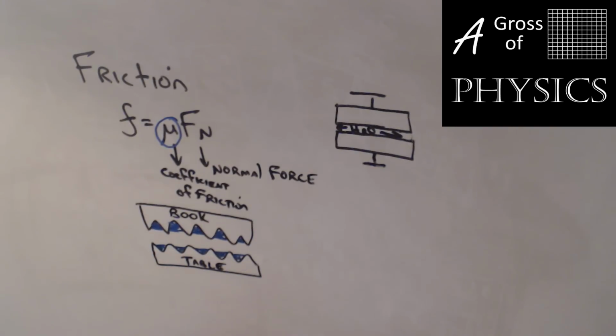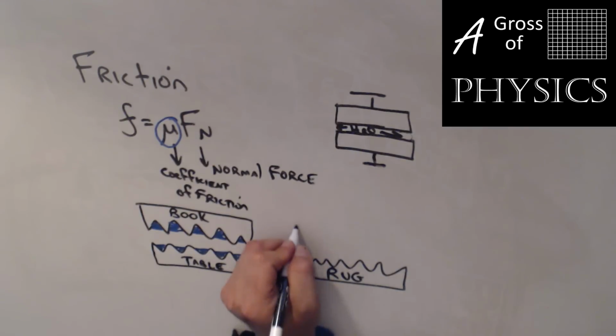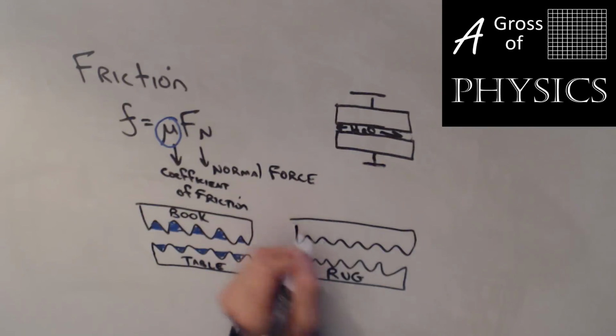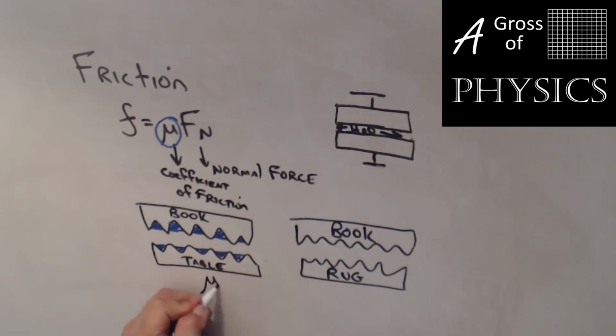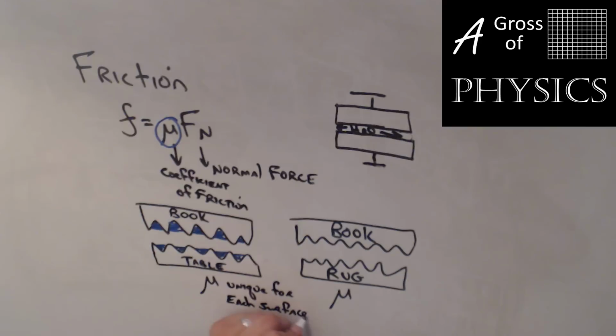If I were to take the table out of the equation, and now it is, we'll call it a rug, and we have the same book, and of course, I'm not going to draw the book the same, this scenario would have a different mu than the book versus table. So this mu is unique for each surface combo. That being said, if I change one of the surfaces, I'll change the mu.